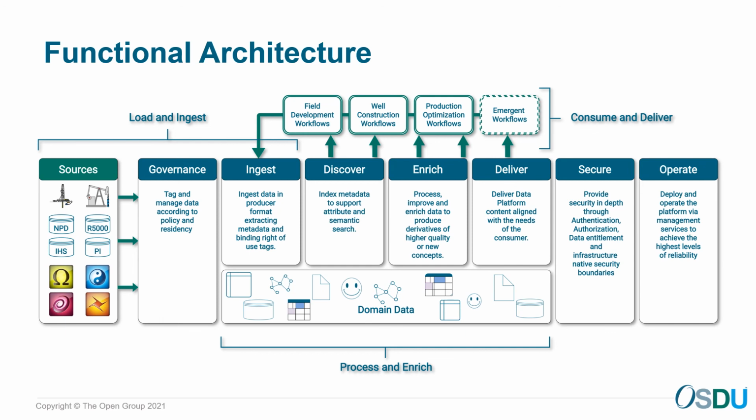The OSDU Data Platform can be viewed as having three overlapping operating zones. The first, load and ingest, supports the definition, loading, and ingestion of external data into the data platform. The second, process and enrich, supports the discovery and improvement of data that already exists within the data platform. And the third, consume and deliver, supports the access to and export of content data in the platform according to the needs of the consumer. The green arrows indicate the cyclic nature of the data flow, with new data created by applications being re-ingested back into the platform to be discovered and reused by others.